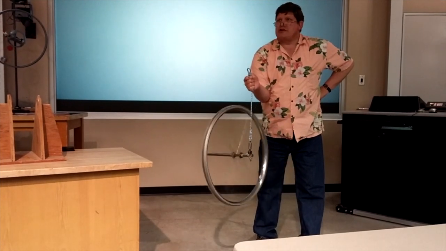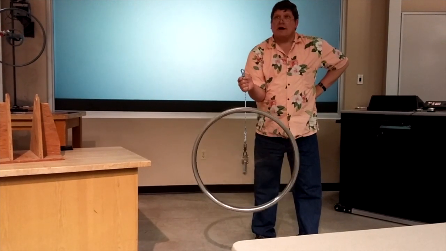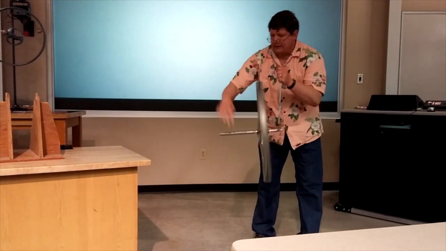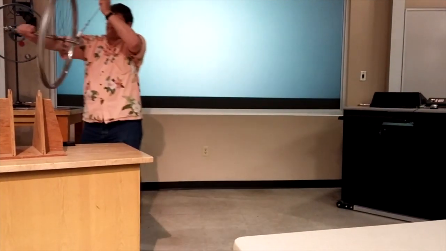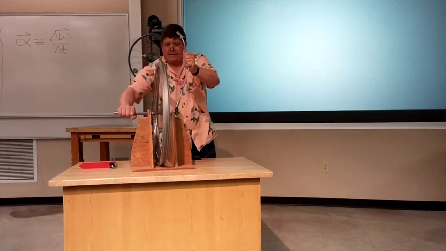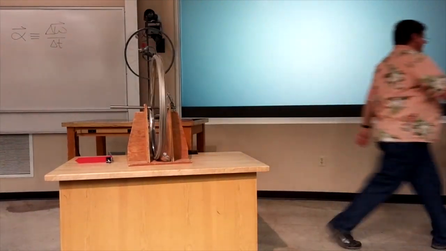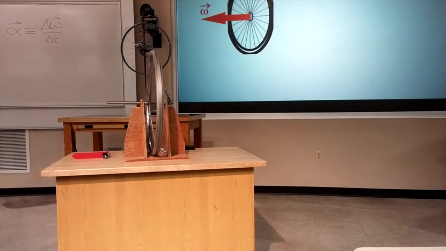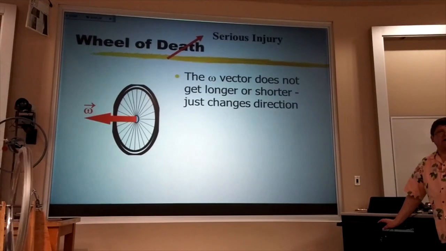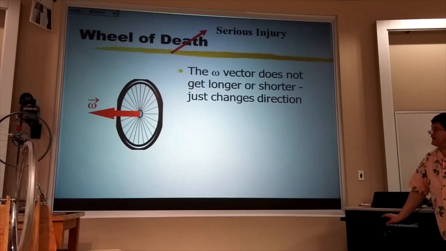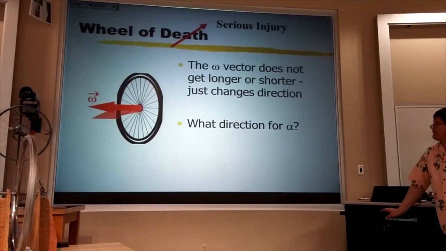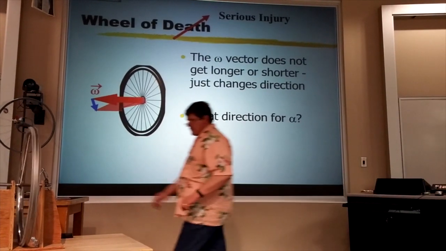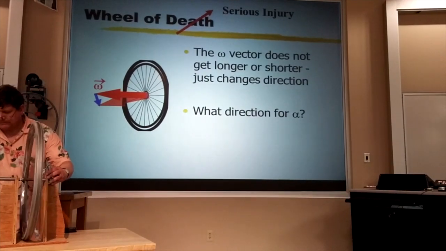Is the omega vector changing? Yes, it's changing direction. And because the omega vector is not getting longer and not getting shorter, the alpha cannot be along the direction of omega or opposite the direction of omega. The only direction left is perpendicular to omega. So I have a little representation here.